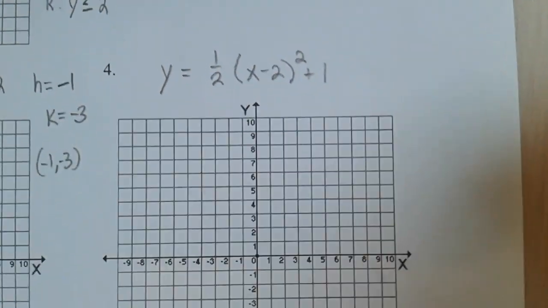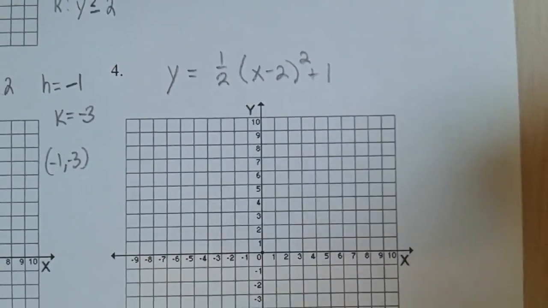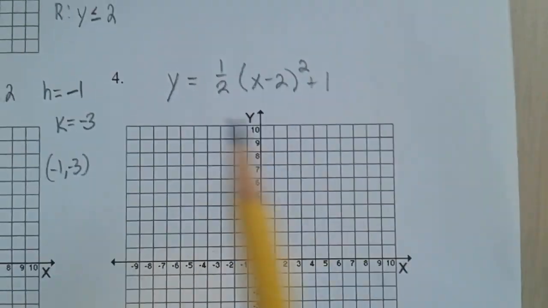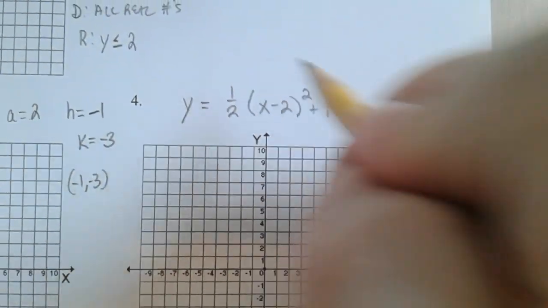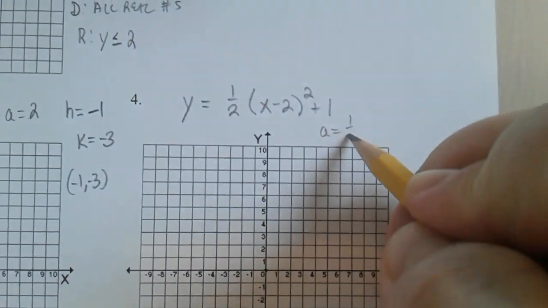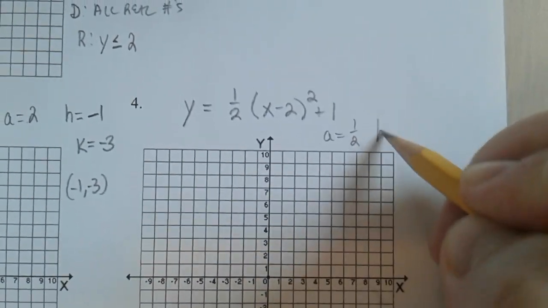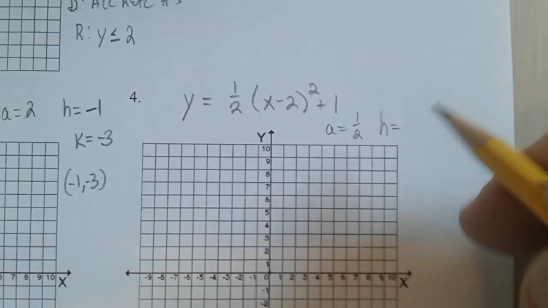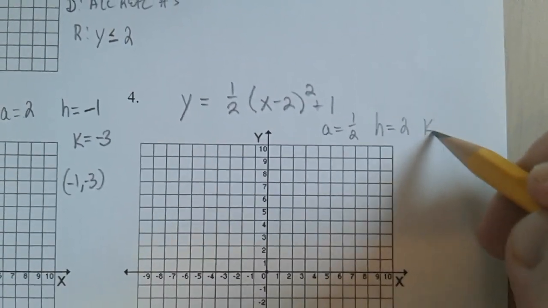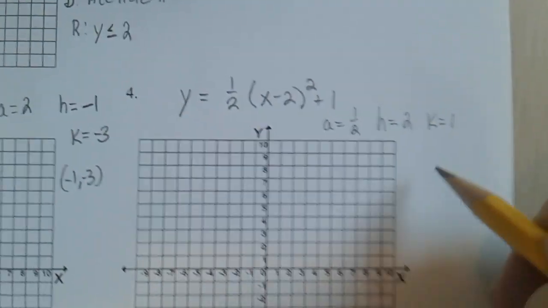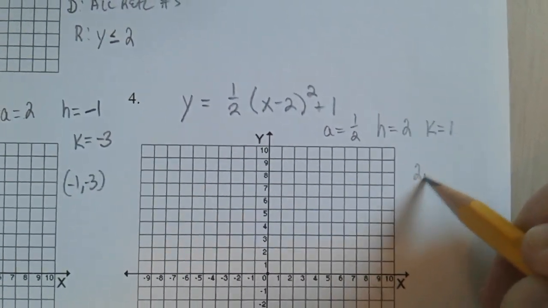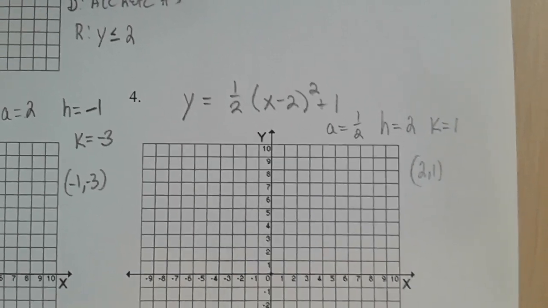I'm going to jump right into number 4 now. Okay, y equals 1/2 times x minus 2 squared plus 1. This is the first time we're going to see an a value of 1/2, but that's okay. So a is 1/2, h, switch the sign of the h, so h is +2. Keep the sign of the k, which is +1. So our vertex is 2, 1.